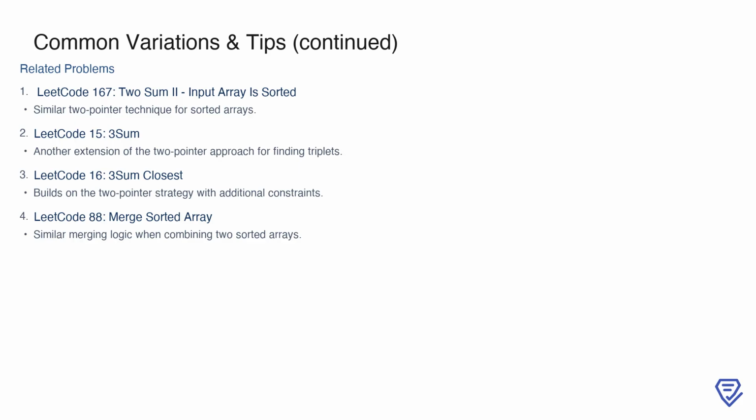This problem is closely related to several others that involve sorted arrays and the two-pointer strategy. For example, in LeetCode 167, Two Sum II, you use a similar two-pointer technique to find pairs of numbers that sum to a target value in a sorted array.